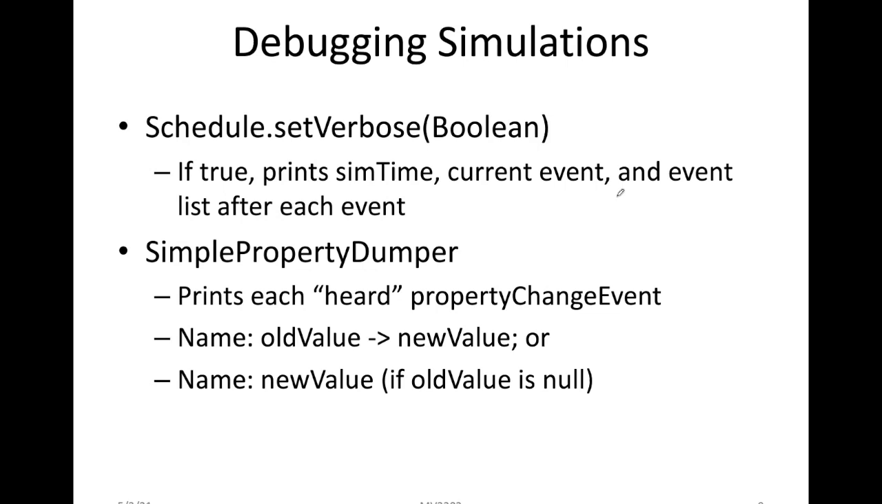And there you look to the simple property dumper. And I look to what events are being scheduled. So if the state is in a certain value, and if that's the case, I expect to see an event being scheduled, and it's not, that means that there's a problem. And that's how I can try to figure this out.